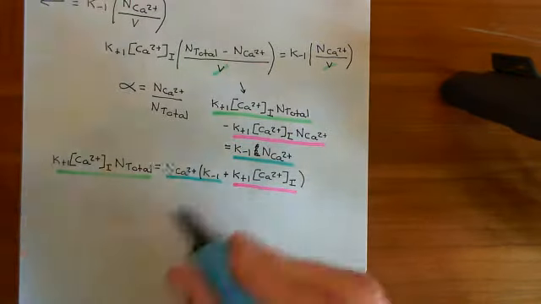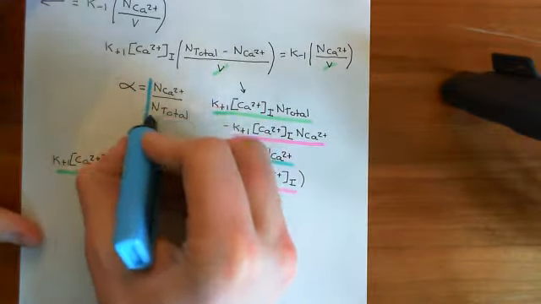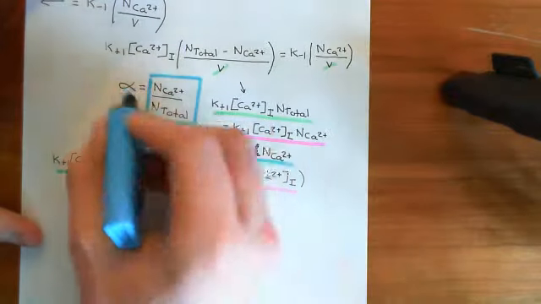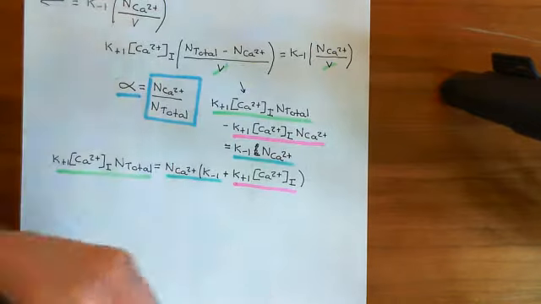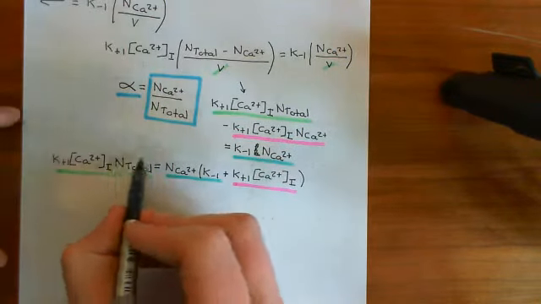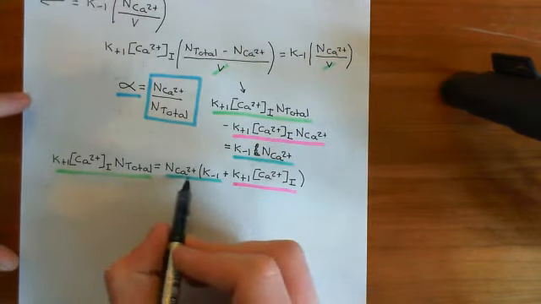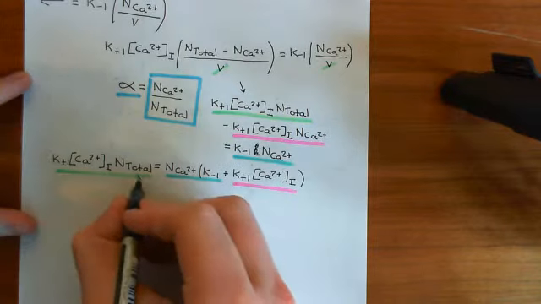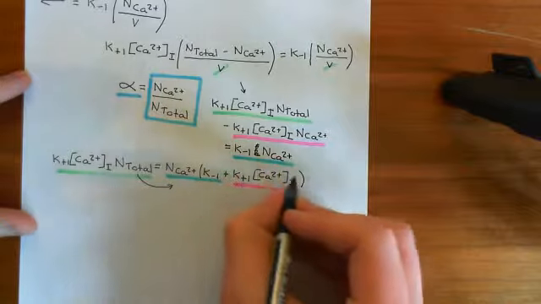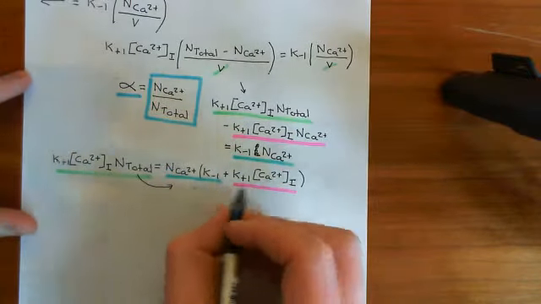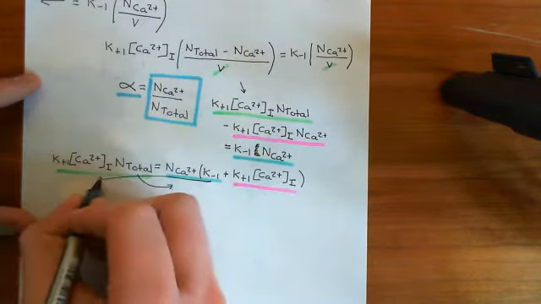So basically what I'm trying to do is get NCA2+ over N total, which is my alpha here. So I'm going to divide both sides by N total. That will cancel it from this side, and then I'll have it underneath NCA2+ here. So I'm going to effectively move that down here. And then I'm also going to move this portion onto this side by dividing both sides. So this portion is going to go down here.